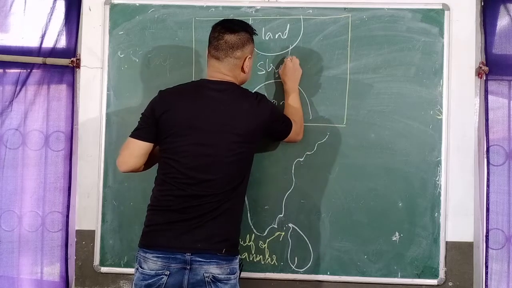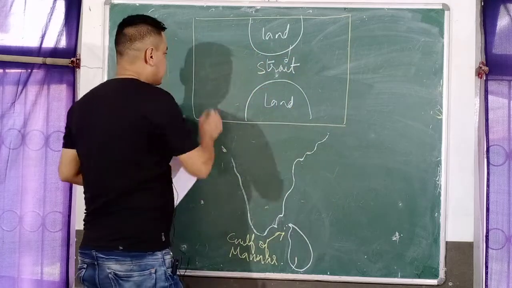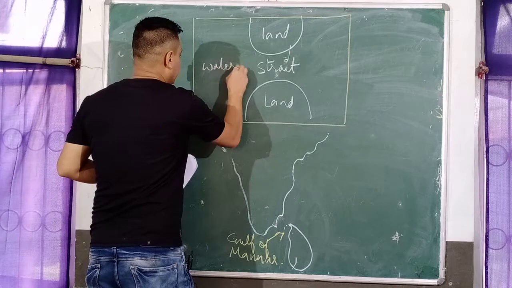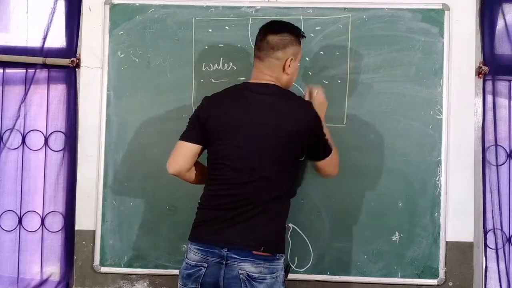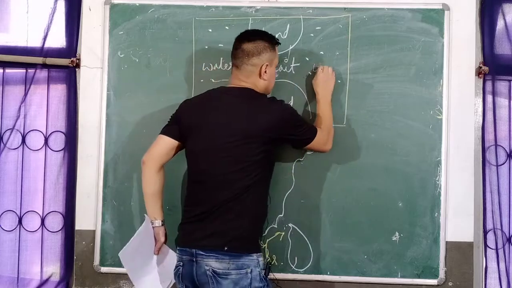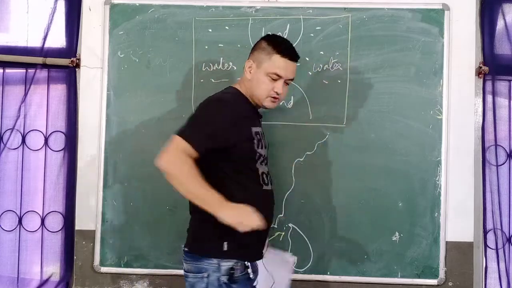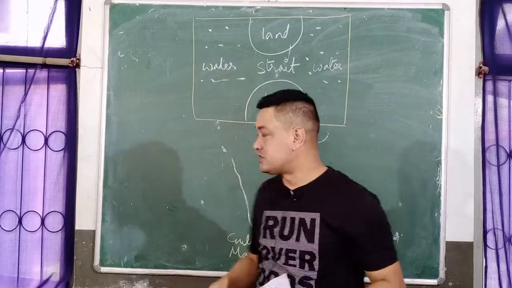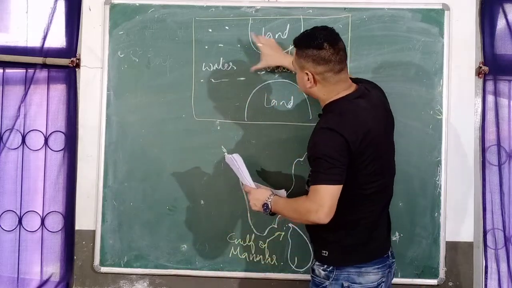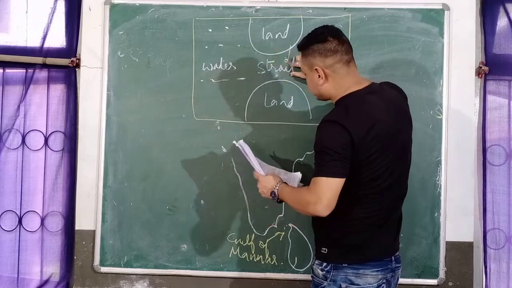Now I am showing you in a simple drawing. These are water bodies. I am drawing waters here. Waters are found on both sides of the land. So let's read the strait. Now, a strait is a narrow stretch of water. This big water basically becomes a narrow stretch of water.